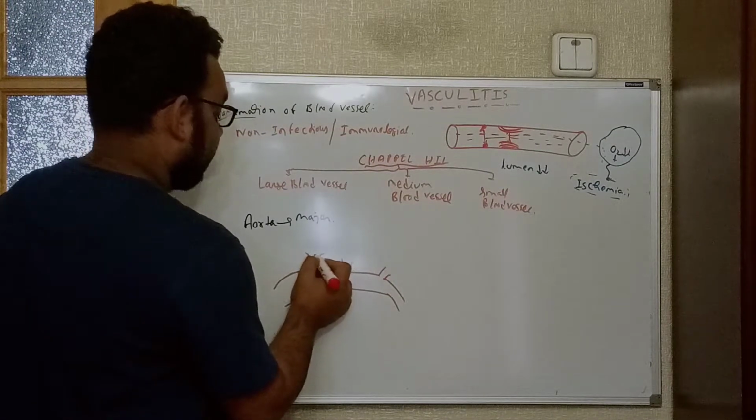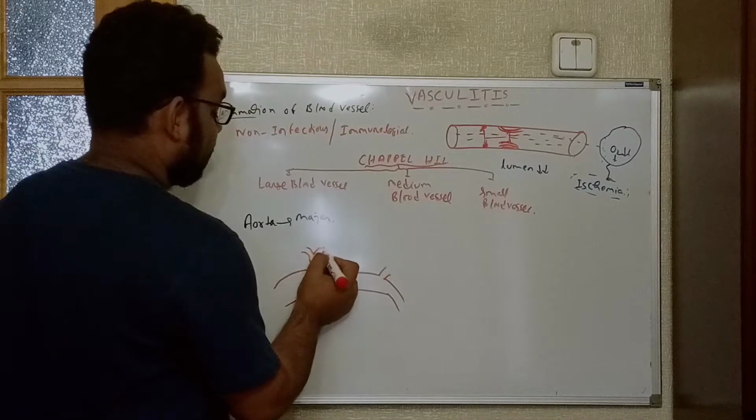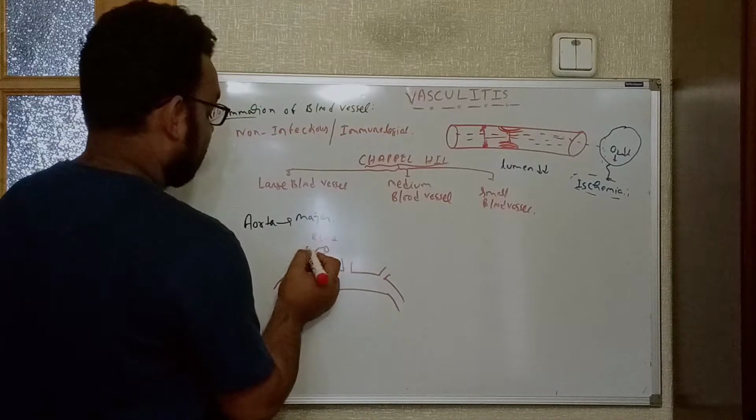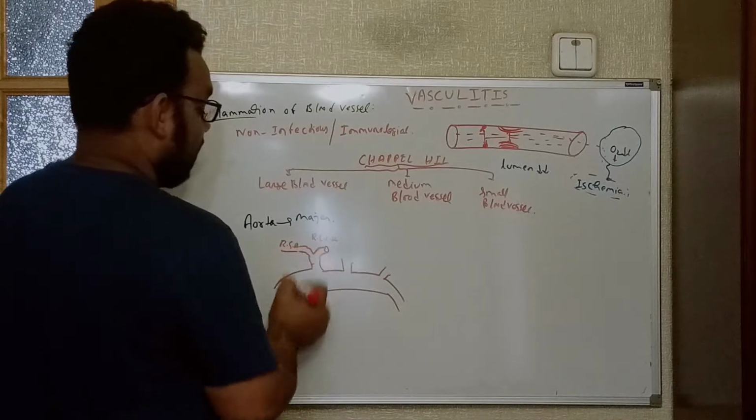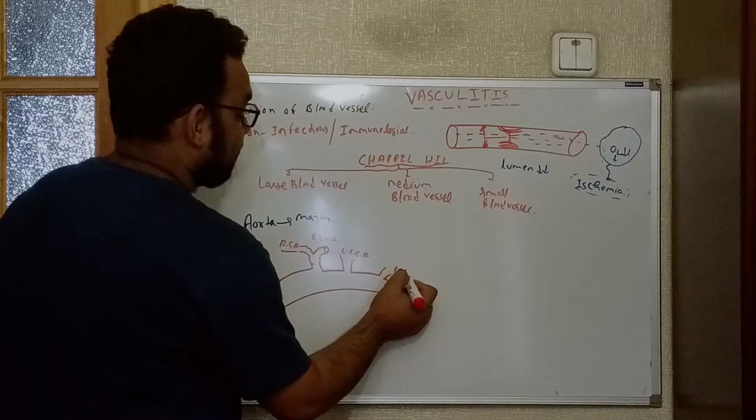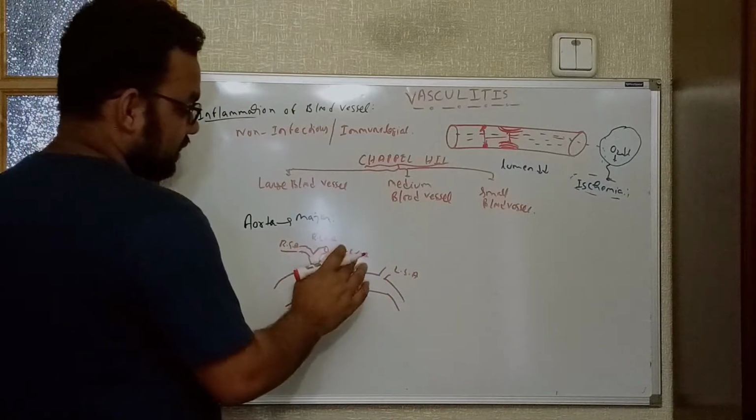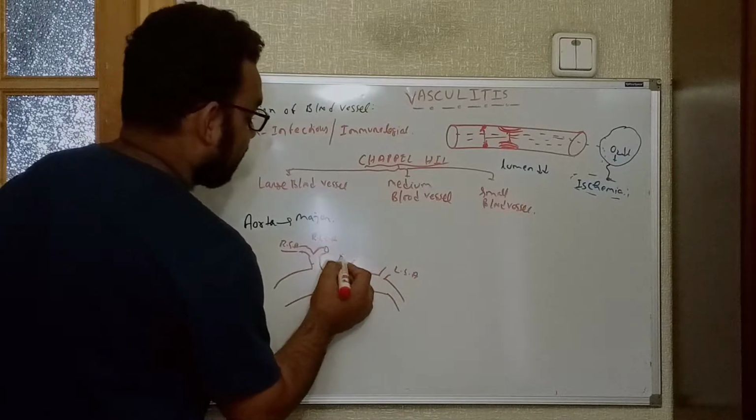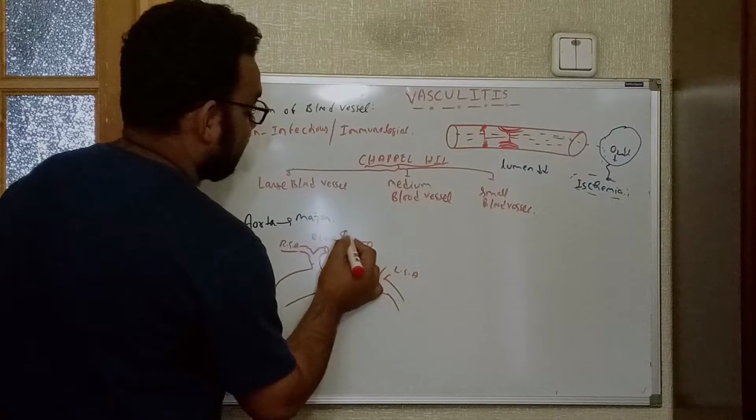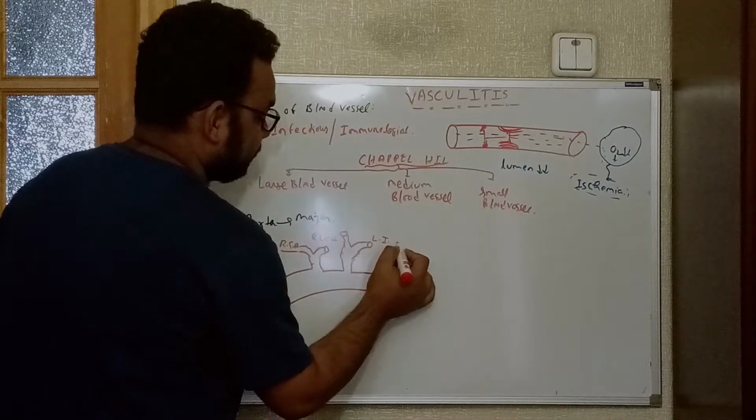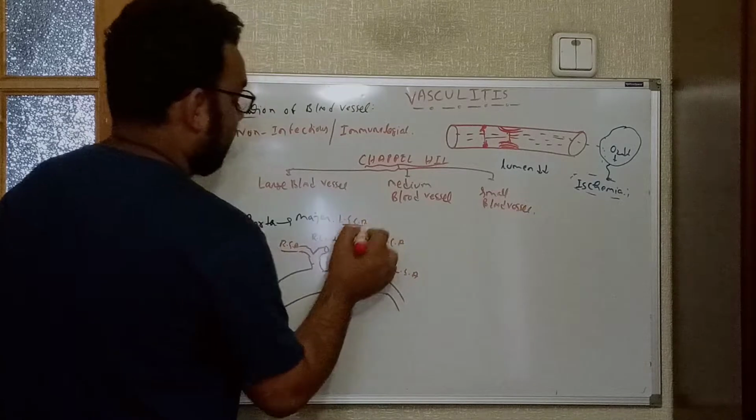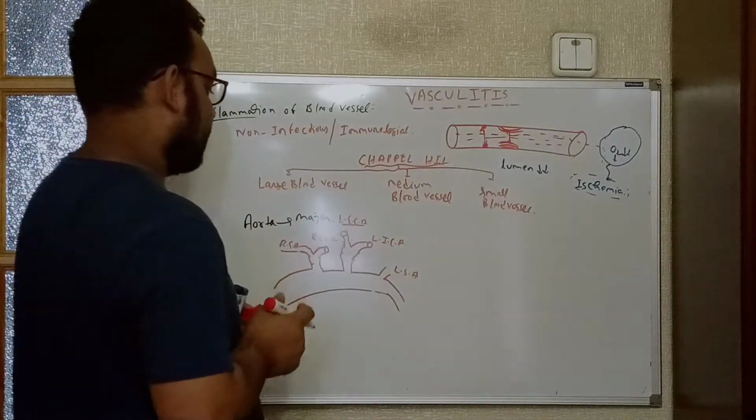From the brachiocephalic trunk, we'll see the origination of two arteries. One is the right common carotid artery, and another is the right subclavian artery. In the same way, there will be the left common carotid artery and the left subclavian artery. And from the left common carotid artery, if we see further, it will be divided into the left internal carotid artery and the left external carotid artery. So there will be various branches that supply blood to different organs.